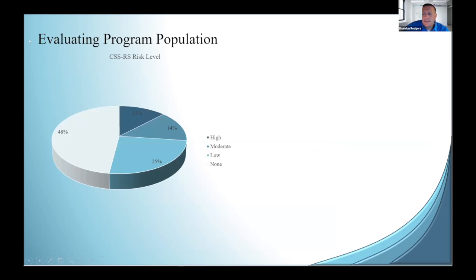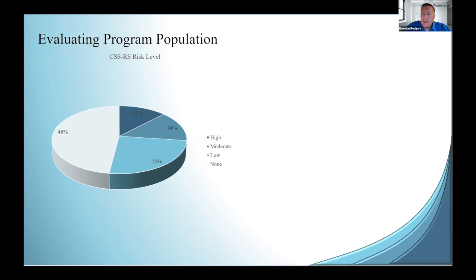So let's look at a CSSRS rating scale for a specific program. This is just a snapshot of the last Columbia that was done for individuals in a given program and what their risk level was. So we've got 48% that had no risk. So they were rated as no risk. There were no yeses on that Columbia suicide rating scale. We've got a 25% grouping. So 1/4 of the clients in that program had a low risk for suicide. There was 14% that had a moderate risk and 13% that had a high risk.